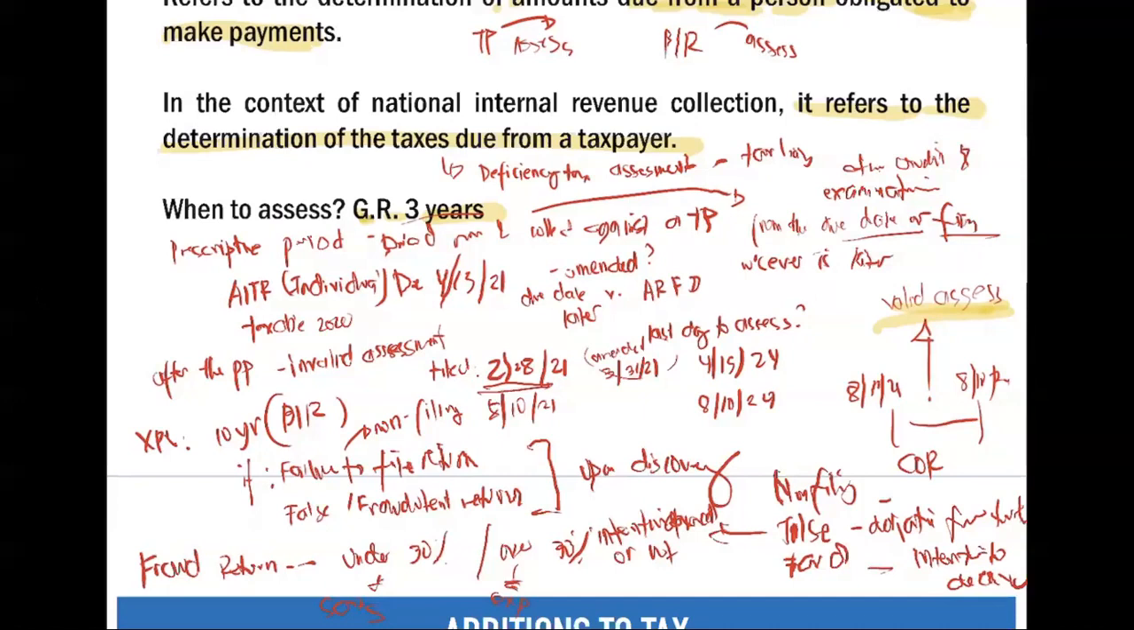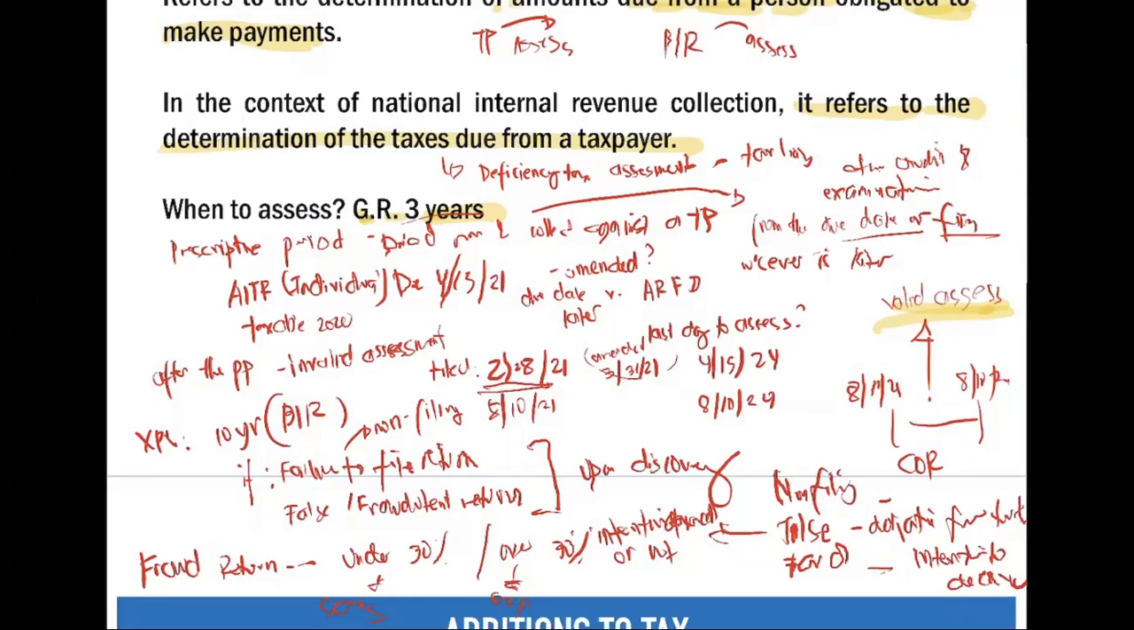Clear? As a rule, 3 years. Exception, 10 years. Failure to file return, false or fraudulent return. The difference of non-filing, false or fraudulent, we have already discussed. When we say false, it is either intentional or not. Fraudulent, it is always intentional. And when can you say it is a fraudulent return? If there is an understatement of at least 30% or an overstatement of at least 30%.